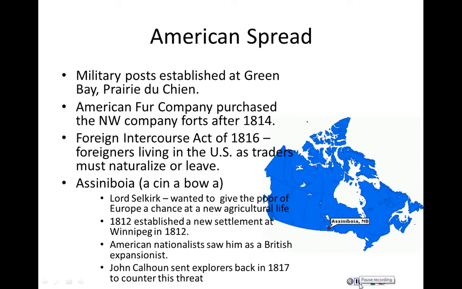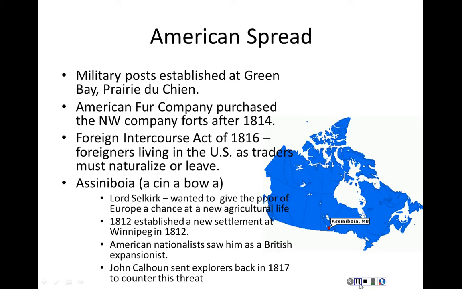So we see after the War of 1812, the Americans creeping closer and closer to this area. Prairie du Chien becomes a major military and diplomatic base for dealing with the Native Americans here, and the transfer of the fur industry to the American Fur Company after 1814. And then the Foreign Intercourse Act of 1816.